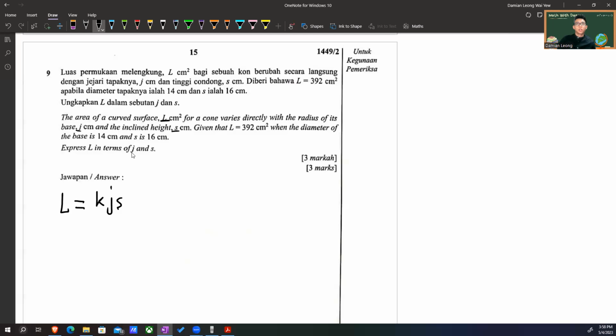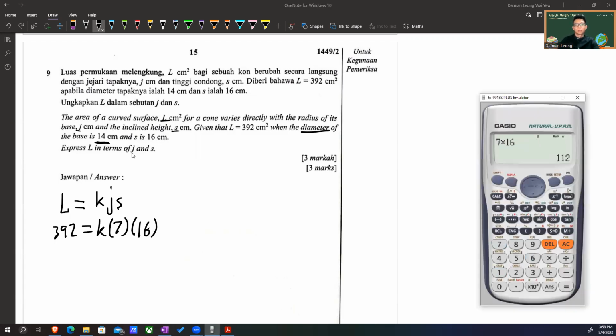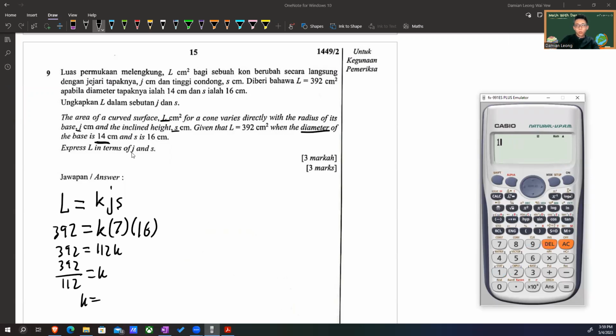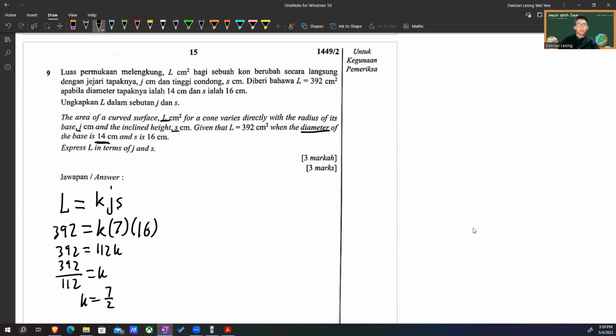So sub in the values of L, J, and S. 392 equals K times J. J is radius, but what is given here is the diameter. So I need to take half of that, 7, times S. S is 16. So 7 times 16 is 112. Bring over the 112. 392 divided by 112 equals K. Times becomes divide. So 392 divided by 112 is 7 over 2 or 3.5. You can put decimal, you can put fraction, doesn't really matter. Let's say I put 7 over 2. Then L equals 7 over 2 JS. That's it. That's L in terms of J and S.